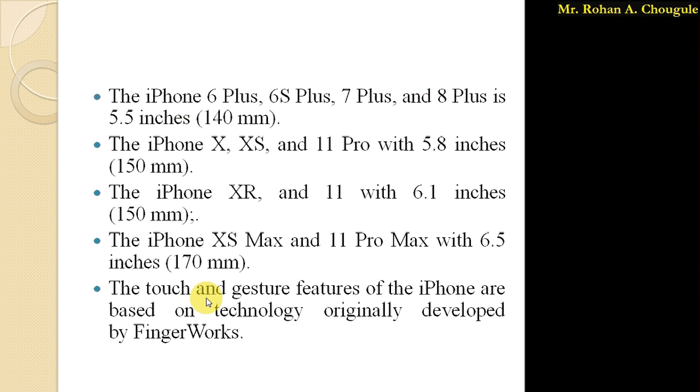Then they introduced the iPhone 6 Plus, 6s Plus, 7 Plus and 8 Plus, which had a 5.5 inch screen. The iPhone X, XS and 11 Pro have a 5.8 inch screen. The iPhone XR and iPhone 11 have a 6.1 inch screen, and the iPhone XS Max and iPhone 11 Pro Max have a 6.5 inch screen, that is 170 mm. These are the different variants, and accordingly the screen size changes.